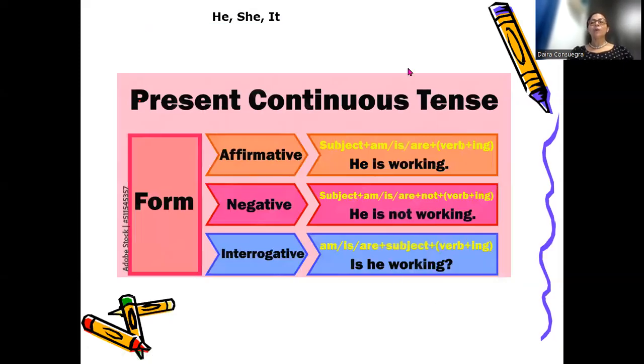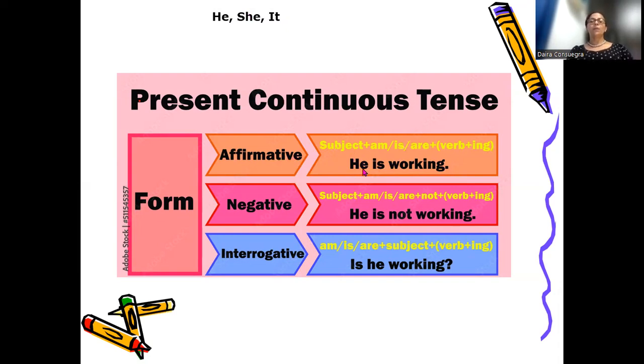Then, knowing all these meanings of these verbs, because they are very important, you can practice the present continuous tense. What is the present continuous tense? It is when you use the verb to be plus the verb in ing. In the affirmative form, we have the subject, am, is, or are, plus the verb with the ing.